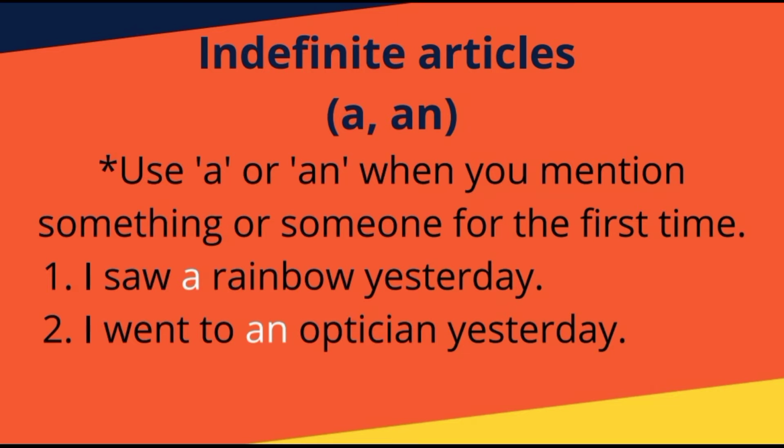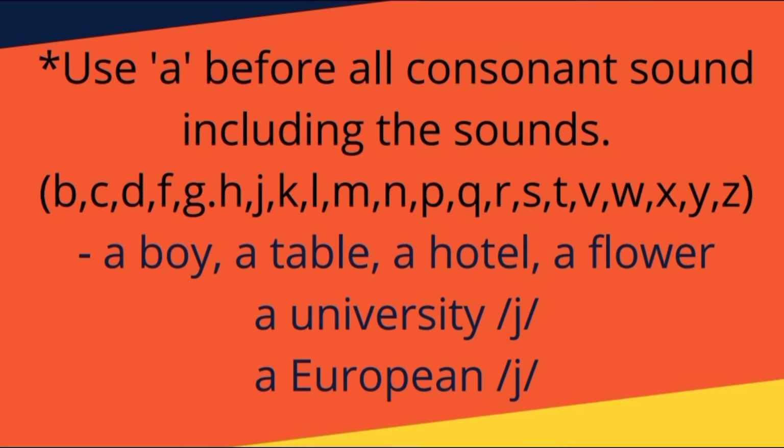Firstly, use a or an when you mention something or someone for the first time. For example, I saw a rainbow yesterday. A rainbow. I mean any rainbow rather than a specific rainbow. Another example here. I went to an optician yesterday. Here, I mean any optician rather than a specific optician.